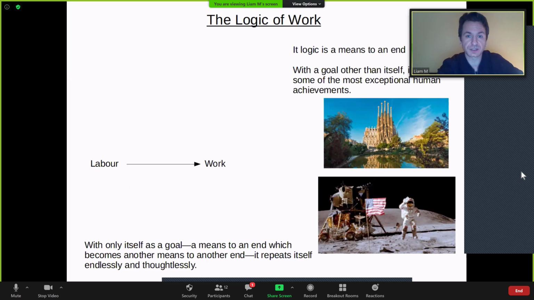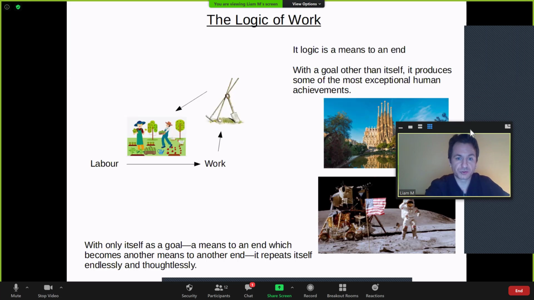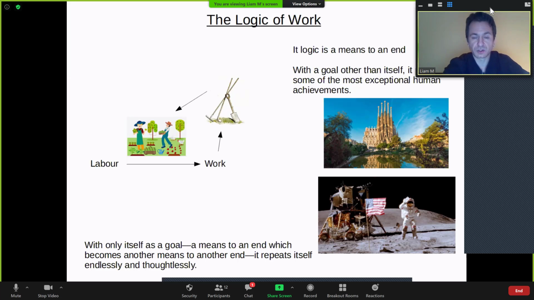So here we have the logic of work. We have this process where we build a tool, and isn't that great? We have this imperishable tool. The logic of work is a means to an end. And on the right side, we can see that with a goal other than itself, it produces some of the most exceptional human achievements. Here we have Gaudi's Sagrada Familia, and at the bottom we have the flag on the moon, which is pretty epic.